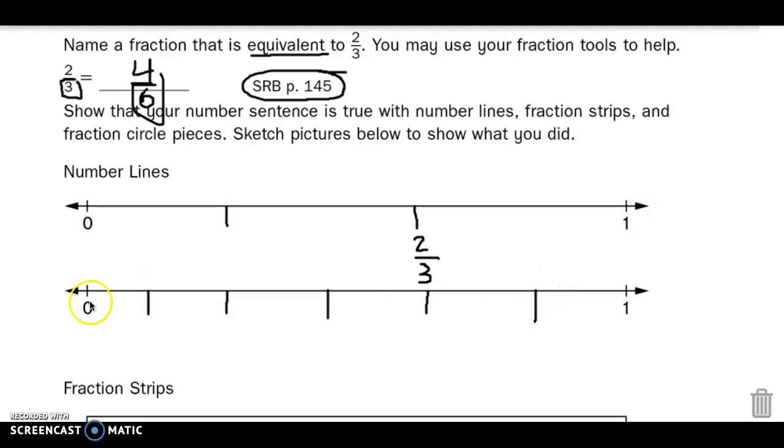Does that give us 6 equal parts? 1, 2, 3, 4, 5, 6. It certainly does, and we need to mark it on the 4/6 mark. So starting at 0, 1, 2, 3, and 4. I just justified, I showed one way to prove that 2/3 and 4/6 are equivalent.